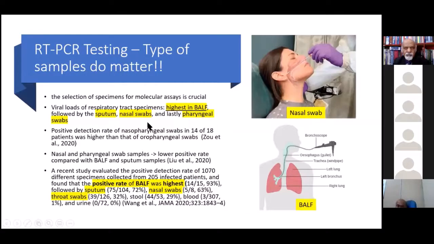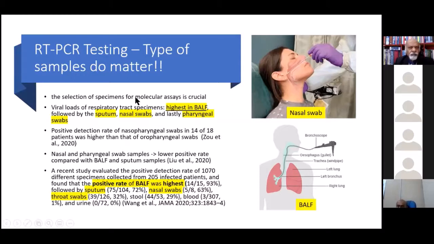Next, I just want to talk about the type of samples, and that type of samples do matter. So as I mentioned in the previous slide, there are different types of samples that are used in different settings and different labs. So the type of sample actually plays a big role in the ability to produce a positive result. And secondly, for the molecular assays, the selection of specimens is crucial.